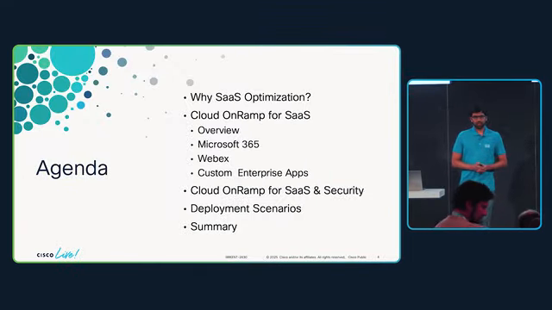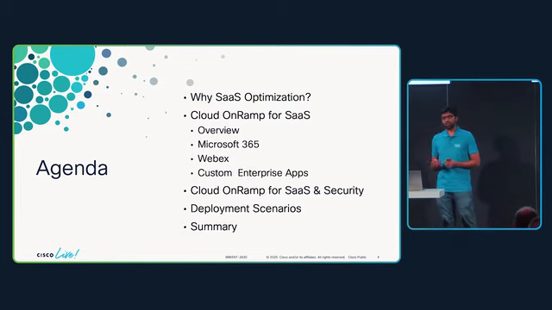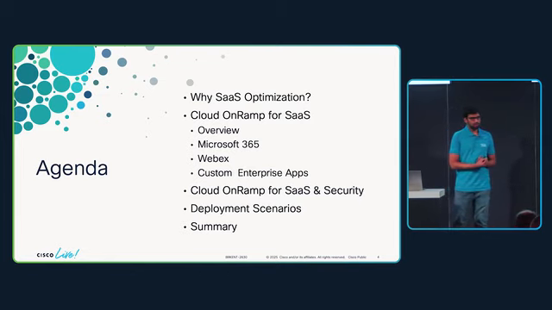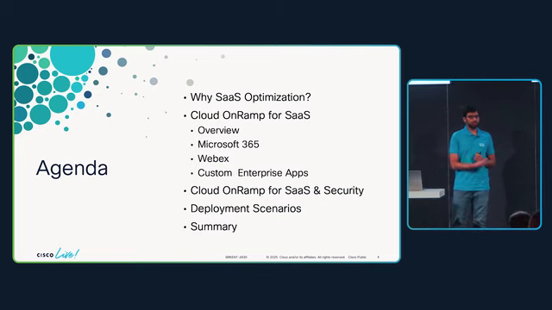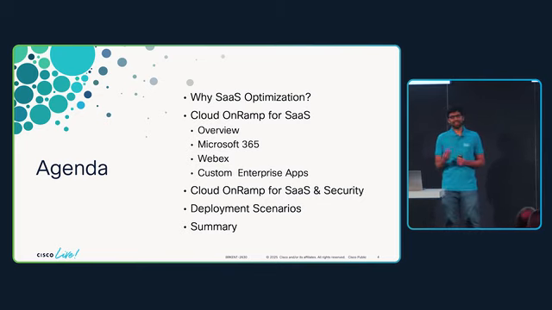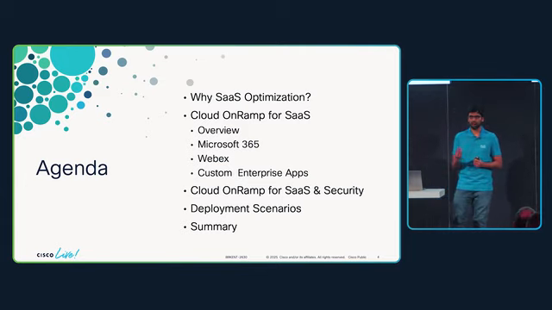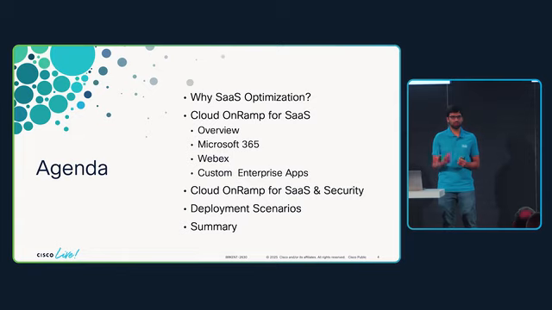So now let's look at today's agenda. We're going to start off with why we need SaaS optimization. What is the problem that we are really solving by using SaaS optimization or Cloud On-Ramp for SaaS? And then we're going to go into an overview of how the solution works. There are certain special integrations that we have done with certain SaaS applications like Microsoft 365, which is the most common SaaS application that we've seen out there that is highly adopted. We have some special integrations done with Microsoft 365, so we're going to cover that.